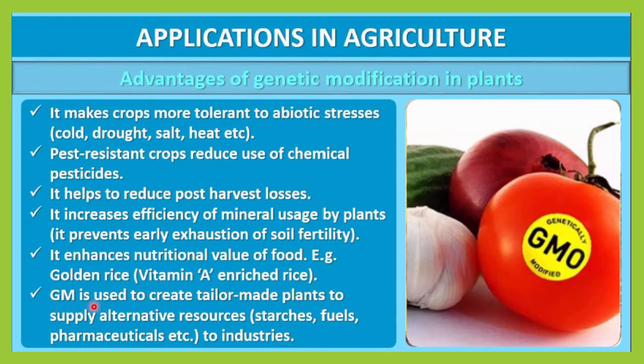Now GM is used to create tailor-made plants to supply alternate resources like starches, fuels, pharmaceuticals. We can also modify the plants to produce starches, fuels, pharmaceuticals for the industries. So by this we can get so many benefits of GMO.